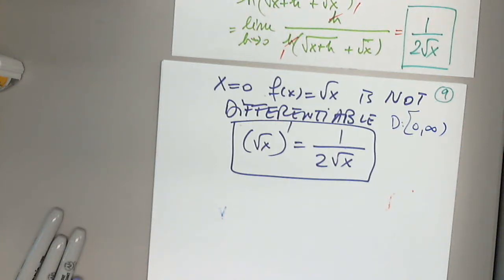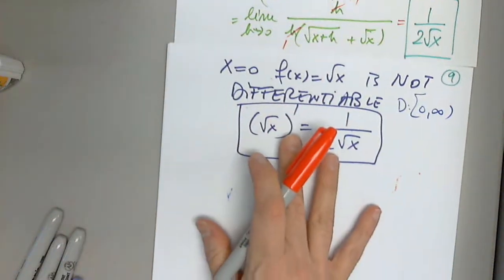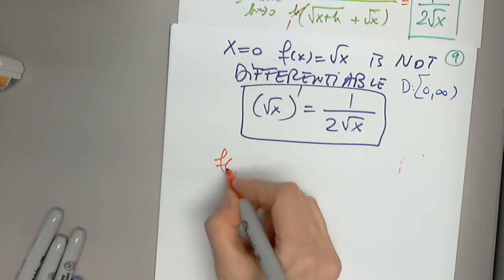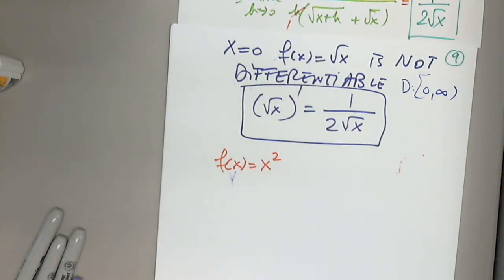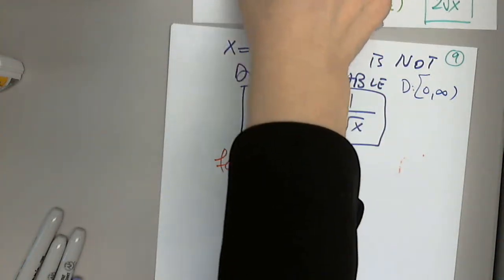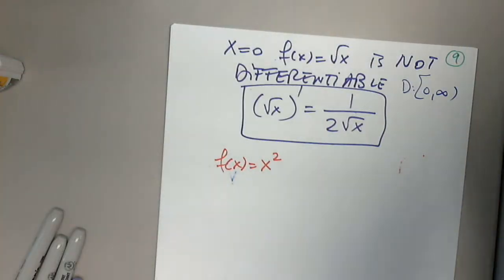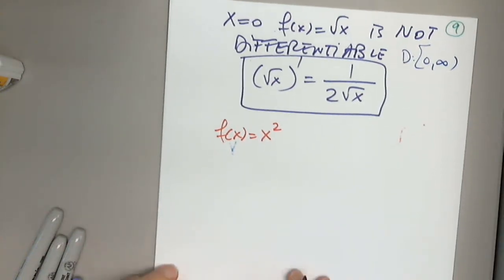So I would like to pick another function, x squared, before we continue. So let's say f of x equals x squared. We would like to determine the function that gives us the rate of change, the instantaneous rate of change of this function at any point where the function is differentiable. So what do I have to write? Yes, so for this function we have f prime.